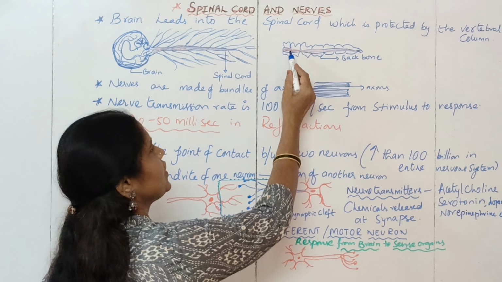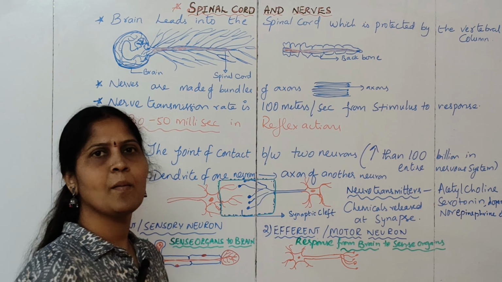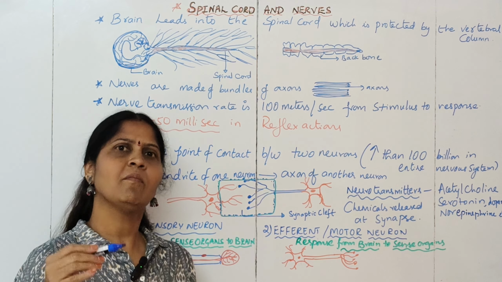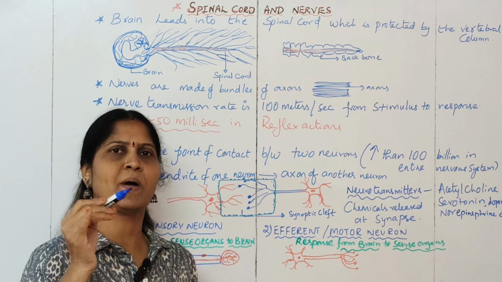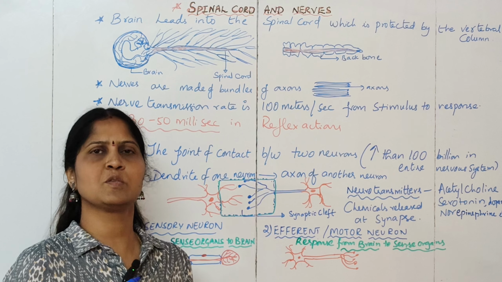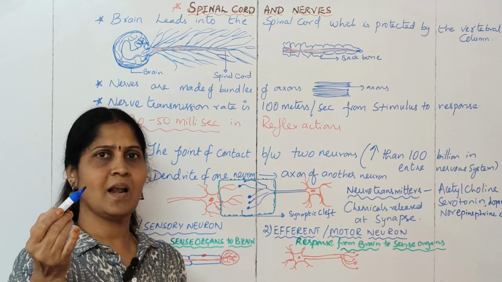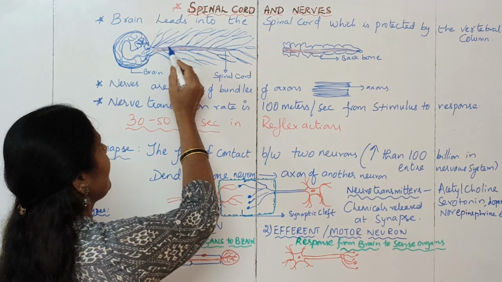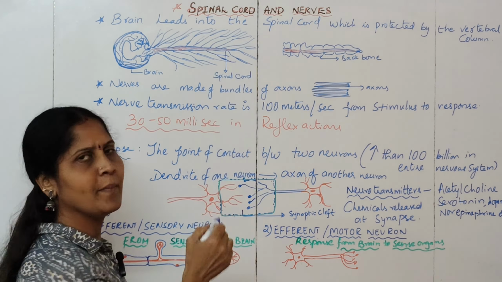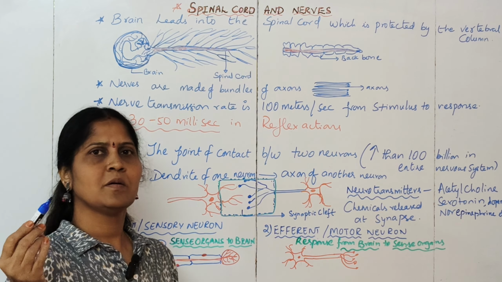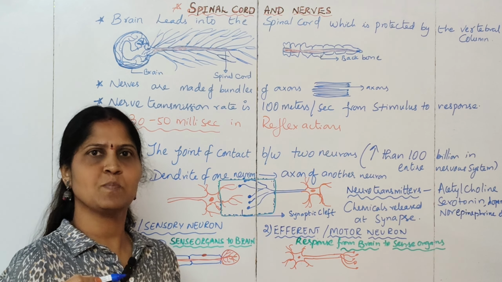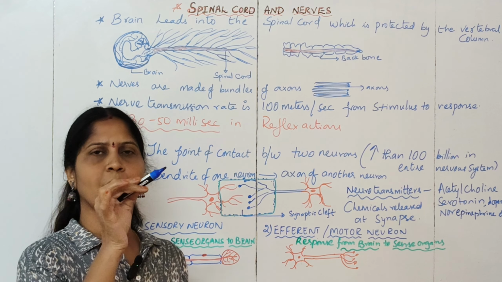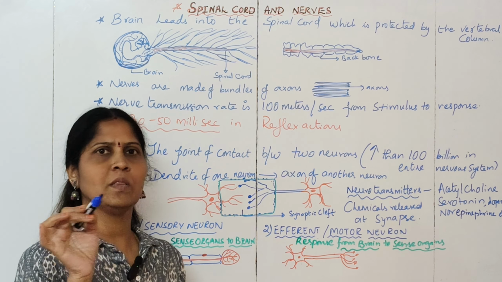The spinal cord will be protected by the vertebral column outside. So the vertebral column and spinal cord are not one and the same. The vertebral column, the backbone, will be protecting your spinal cord, and the spinal cord is a thread-like structure that will be present inside the vertebral column. From the spinal cord, you have all the spinal nerves which are coming out like that. So that is the actual structure of the spinal cord. It is not the vertebral column. It is present inside the vertebral column, running throughout in between the vertebrae.